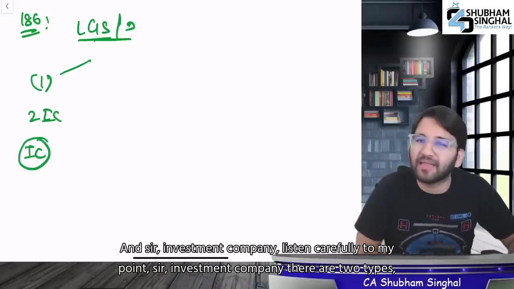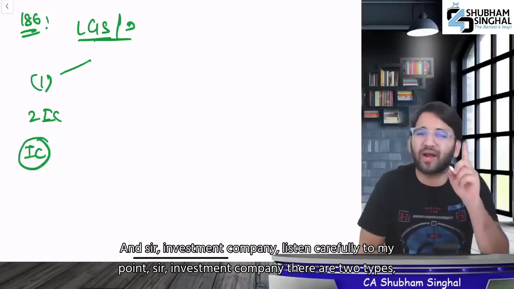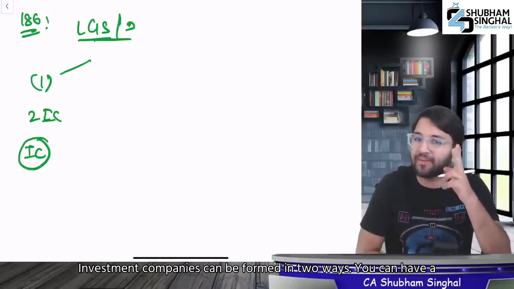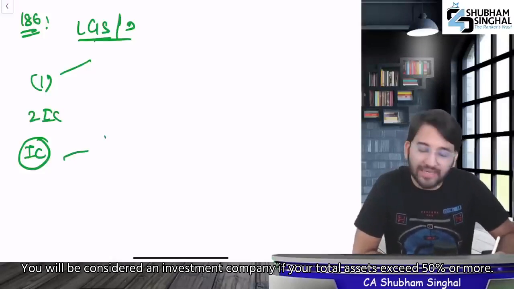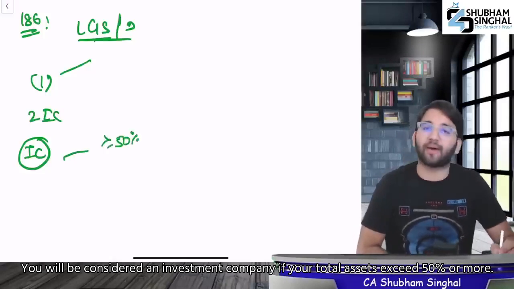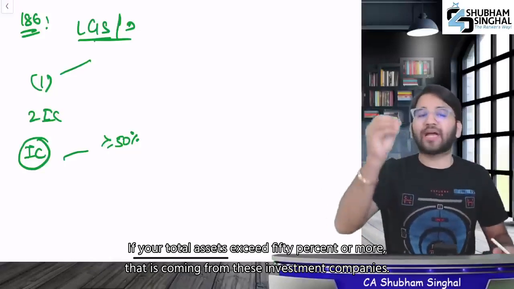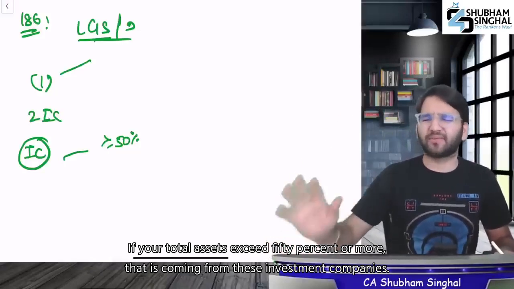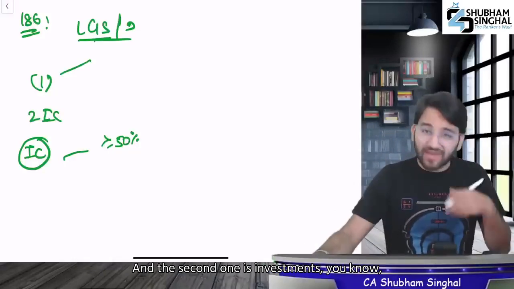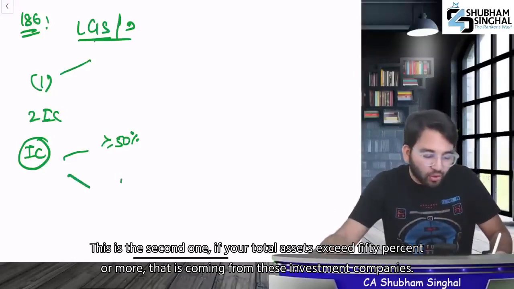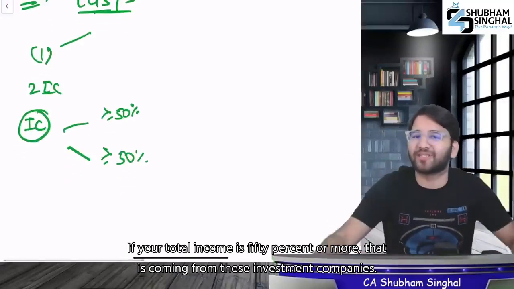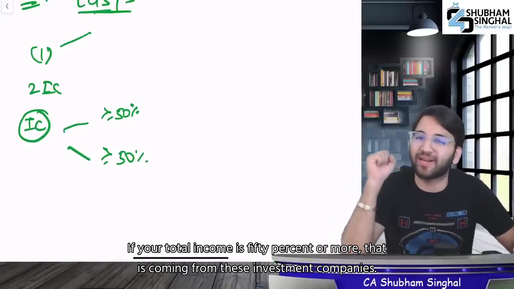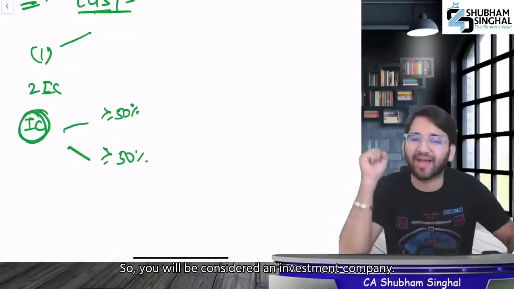And there are 2 types of investment company. Investment companies can be formed in 2 ways. You will be considered an investment company if your total assets, 50% or more, are coming from these investment companies. And the second one is income: if your total income, 50% or more, is coming from these investment companies, you will be termed an investment company.